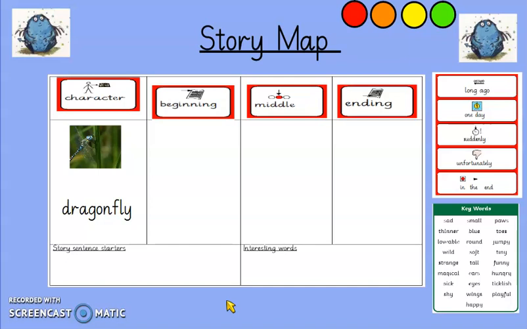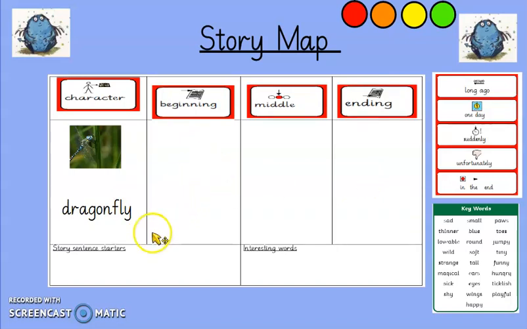So I want you to keep your story map whilst you're writing your story at home, so keep those safe. Okay, you can bring them in for marking if you want to, and I will check those for you, but we will return those back to you so that you've got something to refer to when you're doing your story map. So I've got a section for character, so my character is the dragonfly. I've written dragonfly just to help me so I know what my story is about. Then I've got the section for beginning, middle and end.